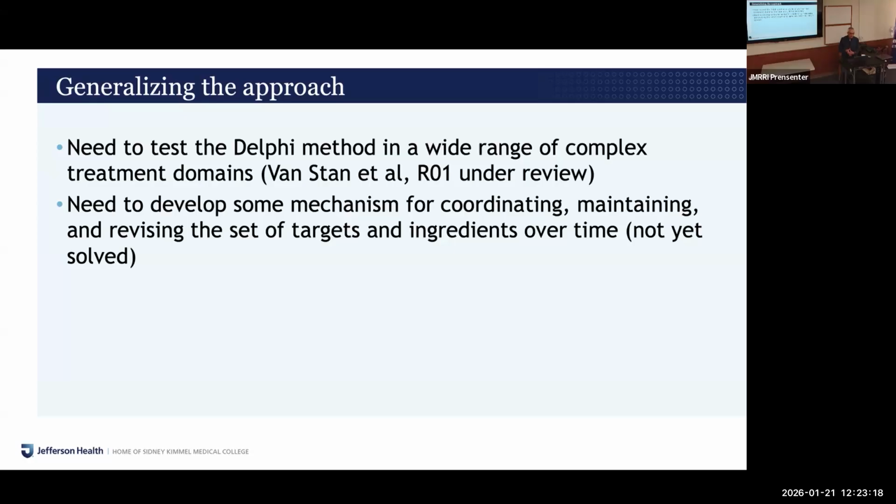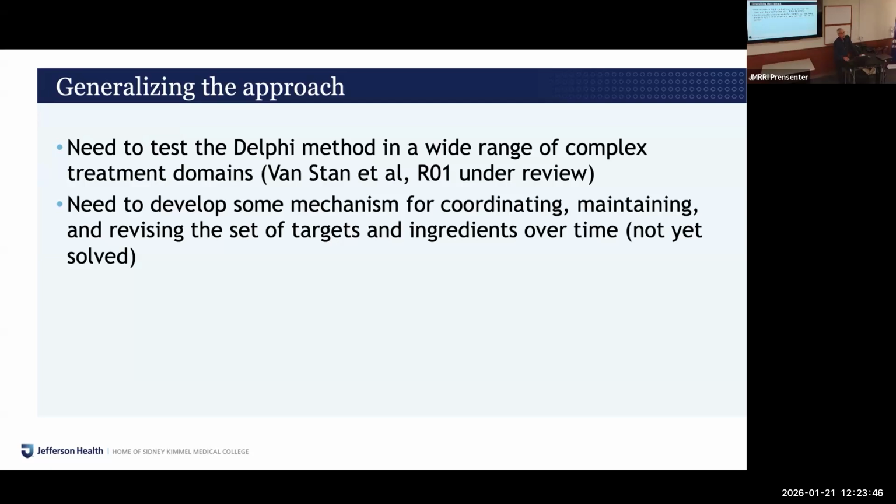And that's a big job. But Jared Van Stan, one of the people who led the voice therapy work, currently has an R01 under review to propose to do exactly the same kind of Delphi target and ingredient development in gait training, upper extremity reaching therapy, and ADL training. So not going to cover the field, but it's going to extend the work.